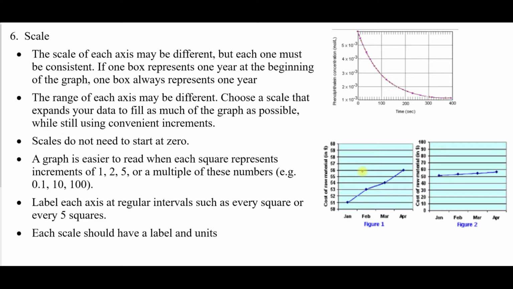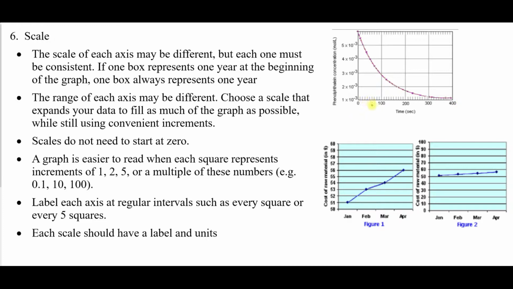Each scale should be consistent. If one box is a year at the beginning, then one box always represents a year. The range of each one may be different. So here we have seconds, and over here we have a very small measurement, 1 times 10 to the negative third is each block. You have to pick a scale that's going to expand your data to fill up the graph.